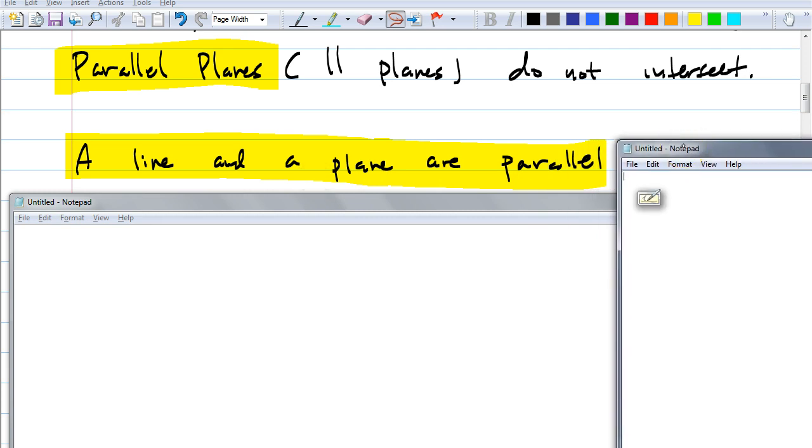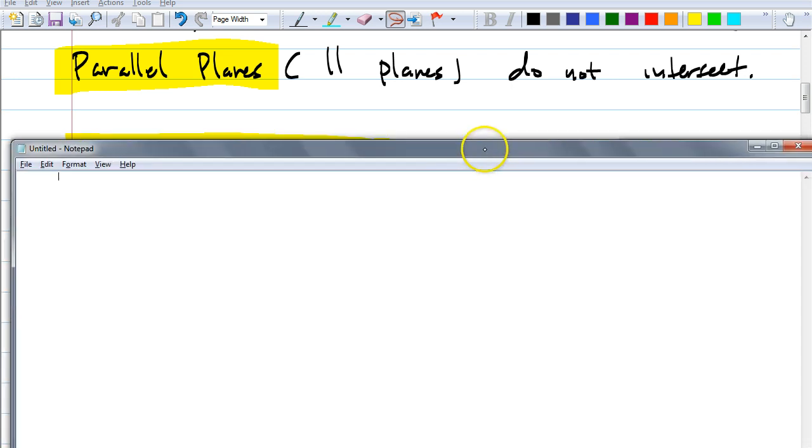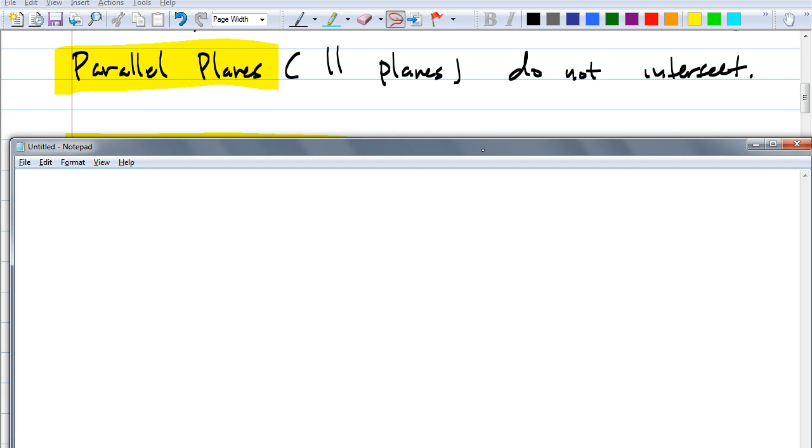So this is actually, we define this. What do you think we mean by a line and a plane are parallel? Let me ask you this. We just talked about parallel planes. Let's go back to this. We just talked about parallel planes, right? How many lines can you draw? Let's think about the ceiling and the floor. How many lines can you draw on the ceiling?